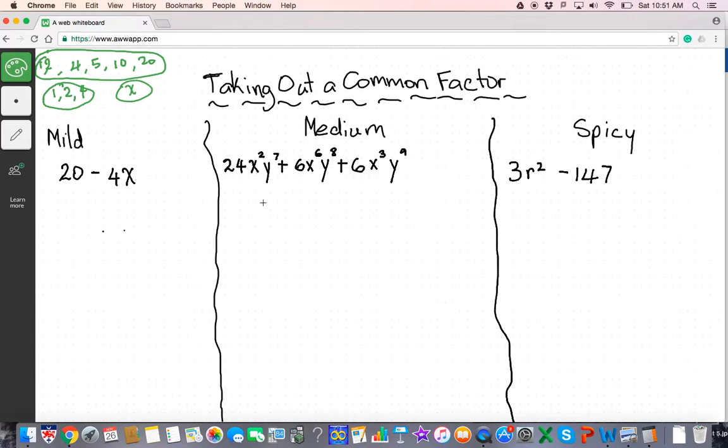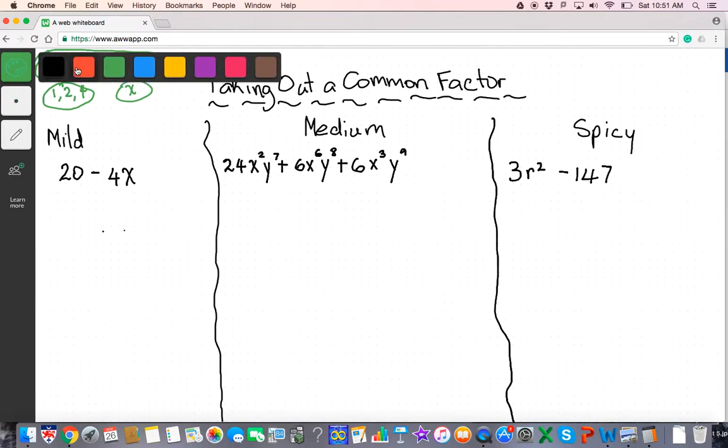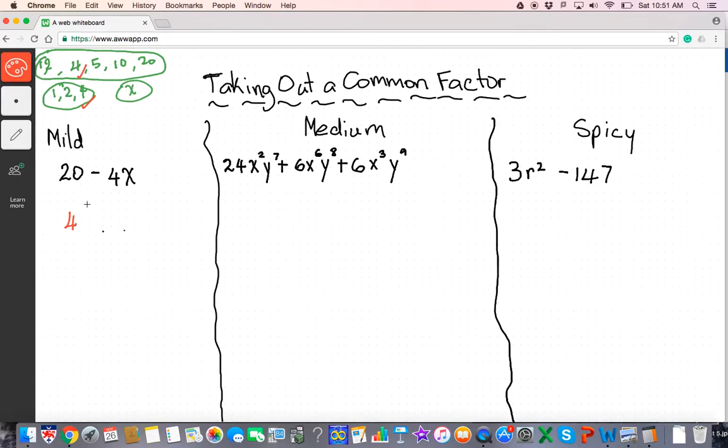The greatest common factor between 20 and 4 are, well, we have 1, 2, and 4 here. We have 1, 2, and 4 here, and there's some more, but the greatest one that they have in common is the 4. So 4 is a common factor of 20 and 4. Now, we also have to look at what is the greatest common factor with the variables, so with the x's in this case, between 20 and 4x. Well, there is no x on this side. There is just one x over here. But since there's no x over here, the greatest common factor with the variables is nothing at all.